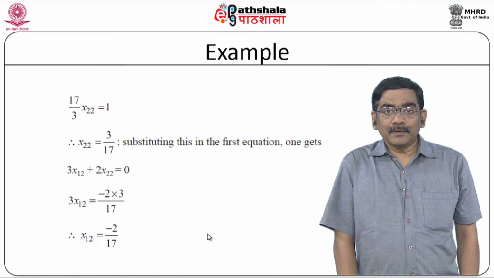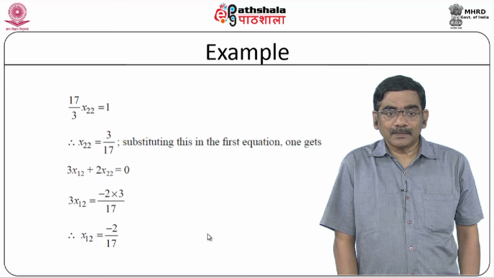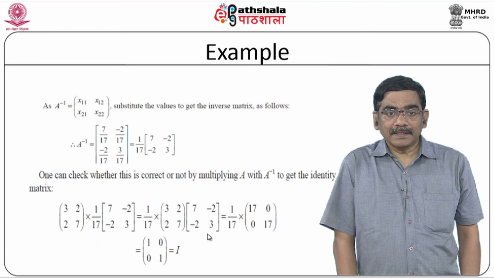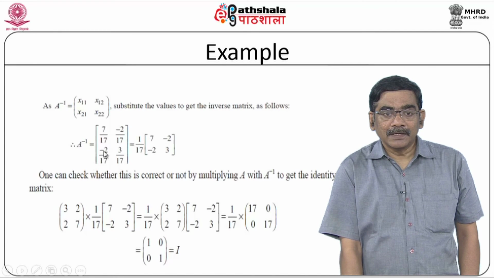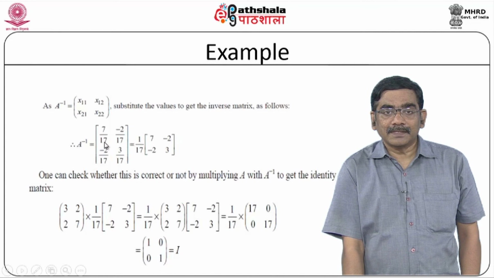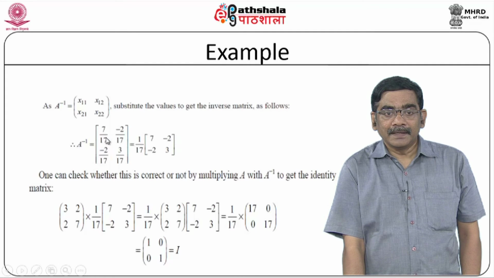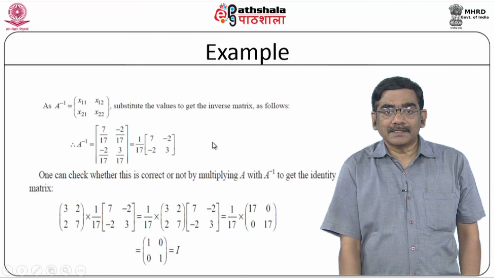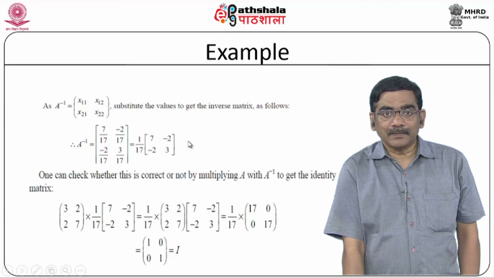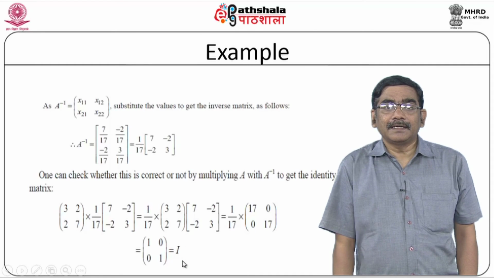Now we know the values of x 1 1, x 1 2, x 2 1 and x 2 2. By substituting these into the equations, we get the inverse matrix. 1 by 17 is common, so I am getting a matrix like this. We can check whether this procedure is right by multiplying this with our original matrix. You can see that by multiplying the original with the inverse, we get the identity matrix.